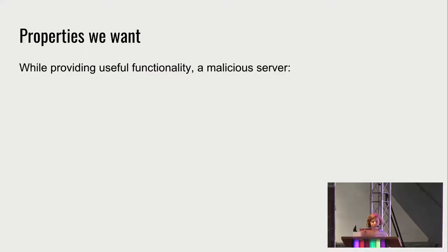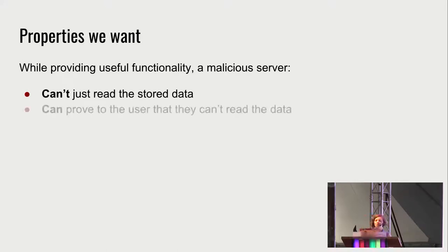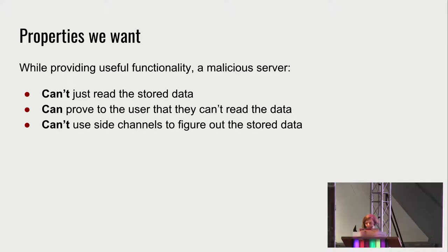What can we do? Okay, so what properties might we want? We want to provide the useful functionality, but even while we're doing this, the malicious server should not be able to just read the data that you have stored. They shouldn't just be able to open it up and look inside. They should be able to prove to the user that they can't read the data that they have. So not just not be able to do it, but also convince the user using math that they can't do it. And also, there shouldn't be any side channels left open, because if you encrypt it, but you can see it over where it's saved in some metadata or whatever, then you lose that protection as well.